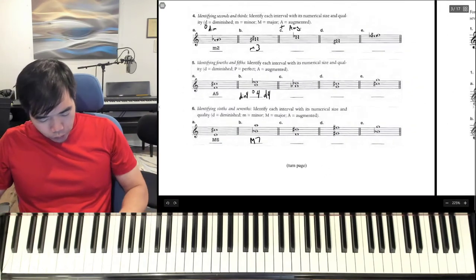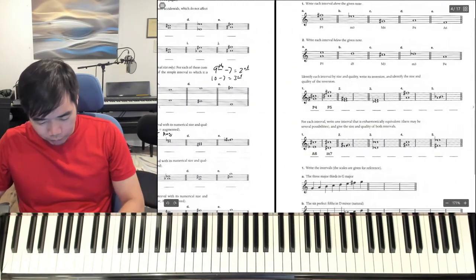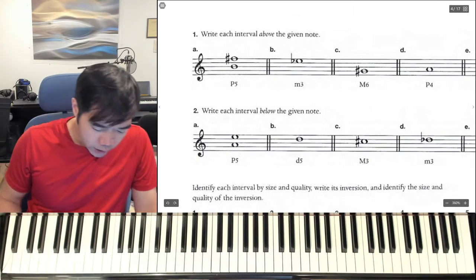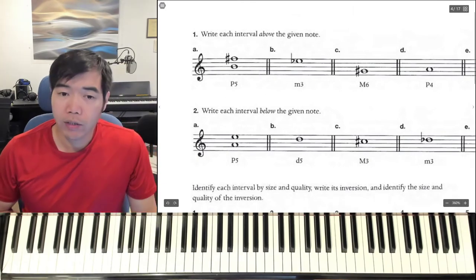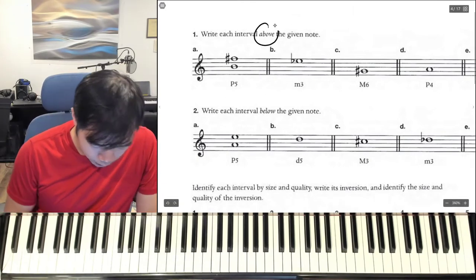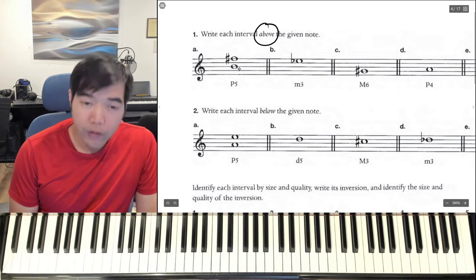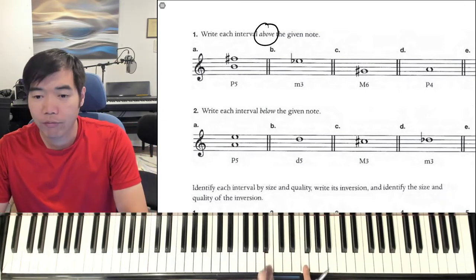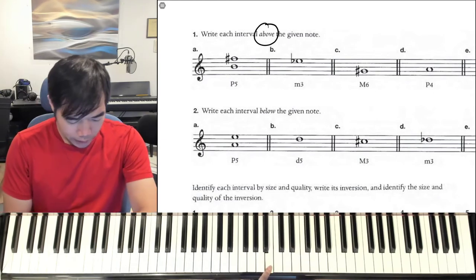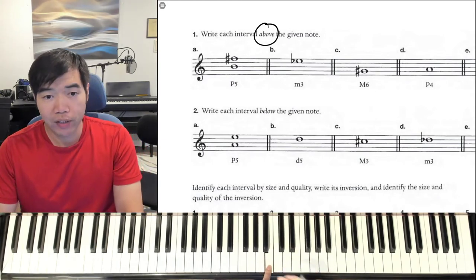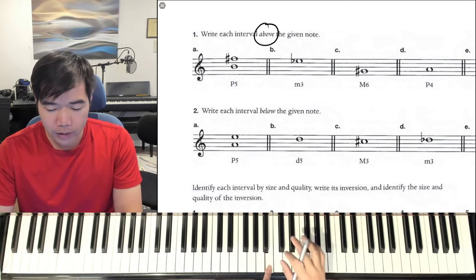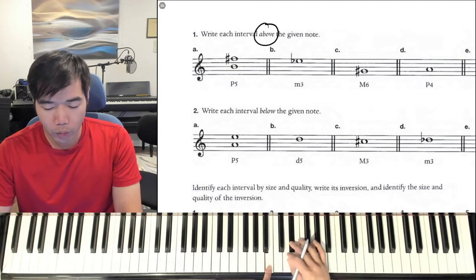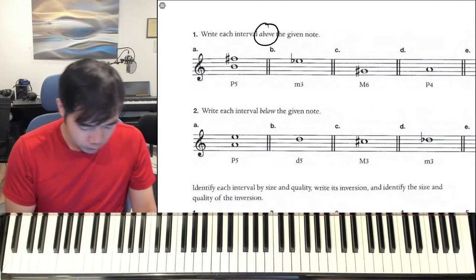Okay, so that's how you'll do that page. Let's take a look at the second page. Write each interval above the given note. So we're writing above. So in the first example, we have B. Okay, we need to write a fifth above, which is going to be some form of F. And then if we count the half steps, a perfect fifth should have 7 half steps. 1, 2, 3, 4, 5, 6, 7. So it must be F sharp.